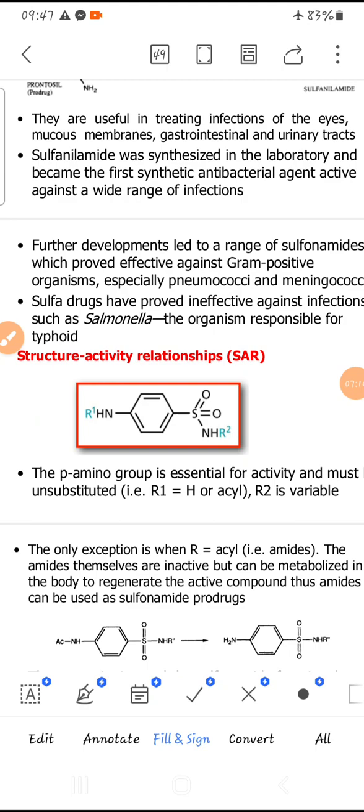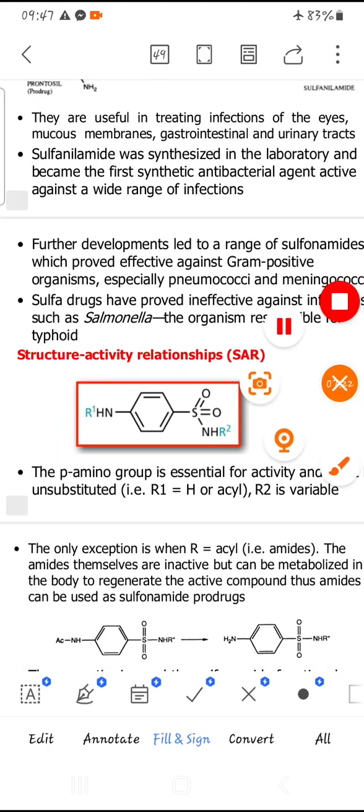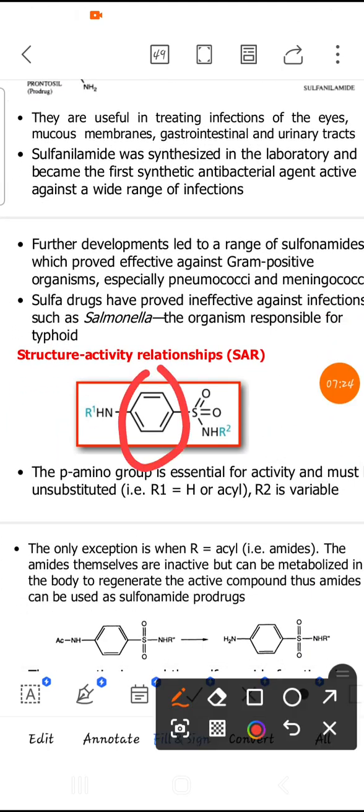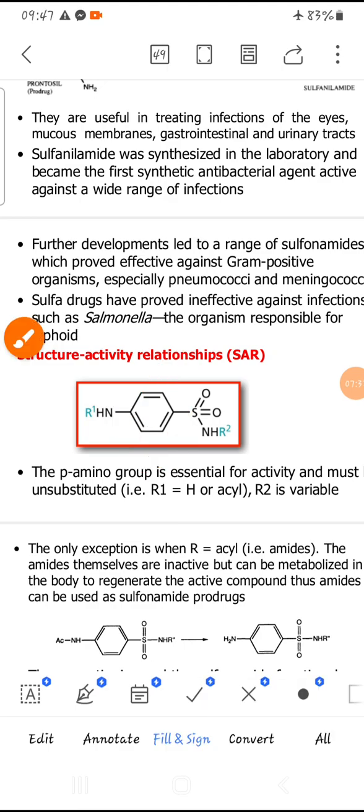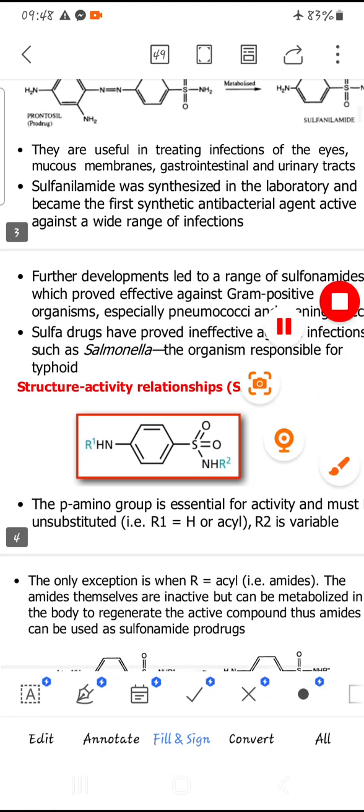It must be unsubstituted. And substitution on the other positions of the aromatic ring will decrease activity. Only the para position must be substituted, and that para position must be an amine group. Substitution on the ortho position or meta position will decrease activity significantly. Also, at one position on the aromatic ring, there are sulfamoyl moieties.